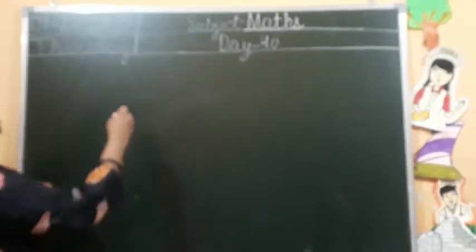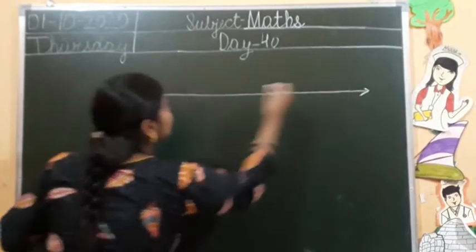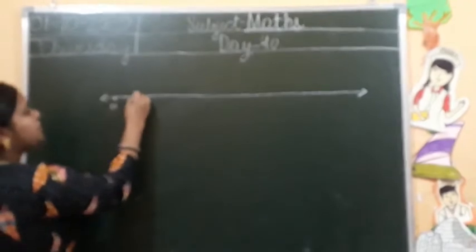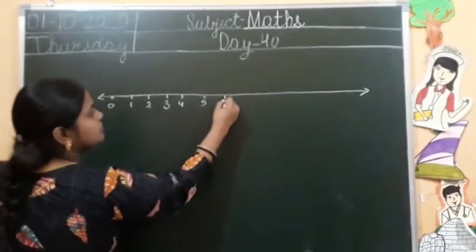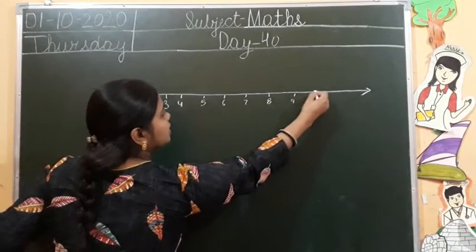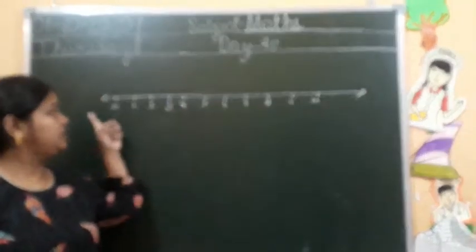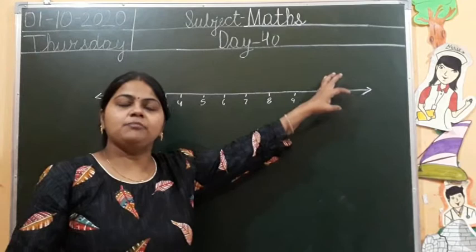So before this I am going to first draw a number line. Now this is a line. Okay. Now I am going to put numbers on it. So then we called it number line. 4, 5, 6, 7, 8, 9, 10. This is a line and these are the numbers. So we called it number line. What is this? Number line.